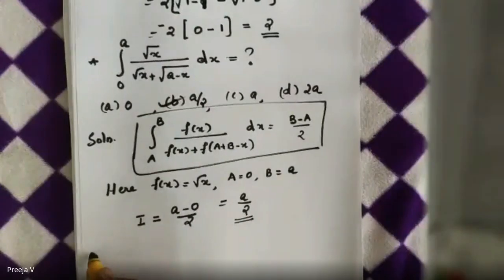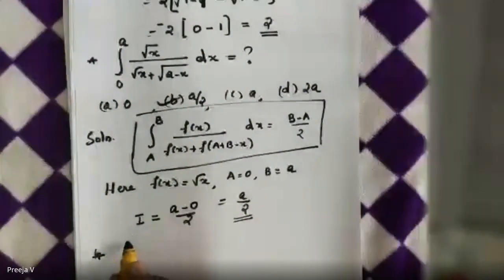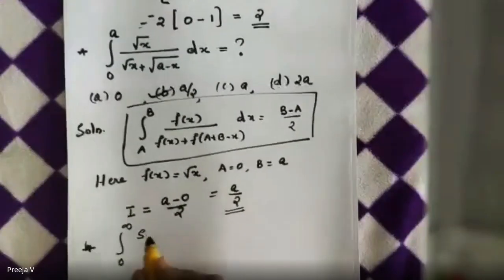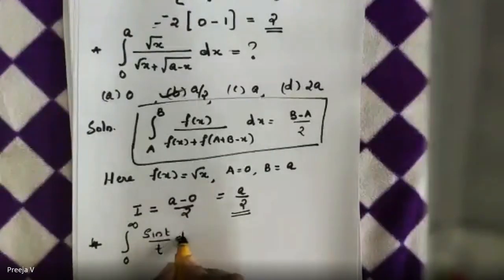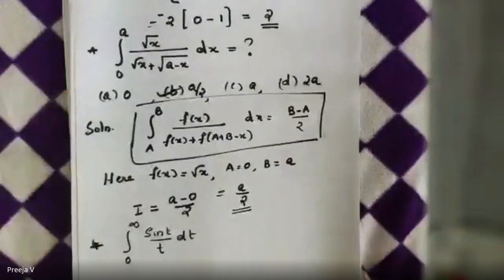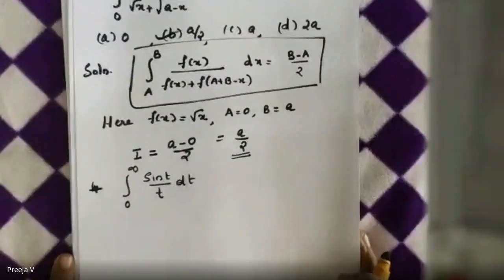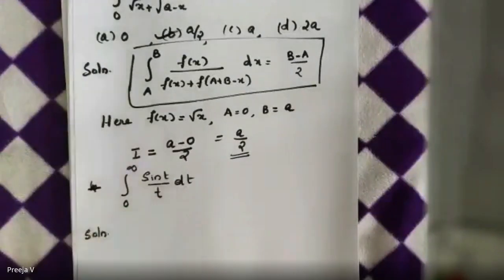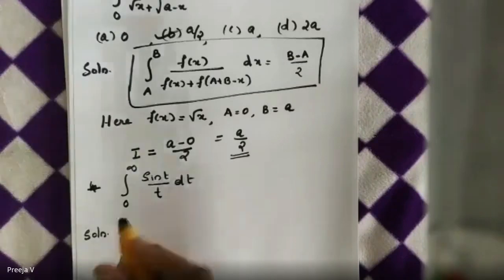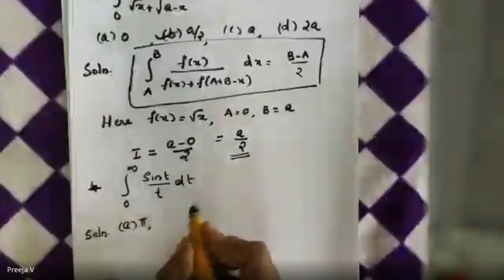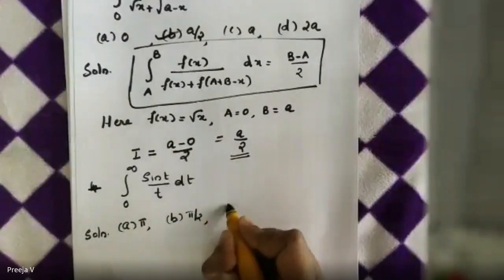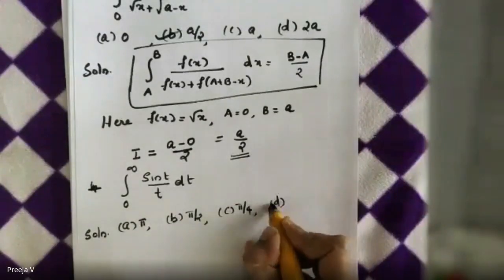Next question. This is also a very simple question. Integral from 0 to infinity of sin t by t dt. Options: first option is pi, second option is pi by 2, third option is pi by 4, and fourth option is pi by 8.